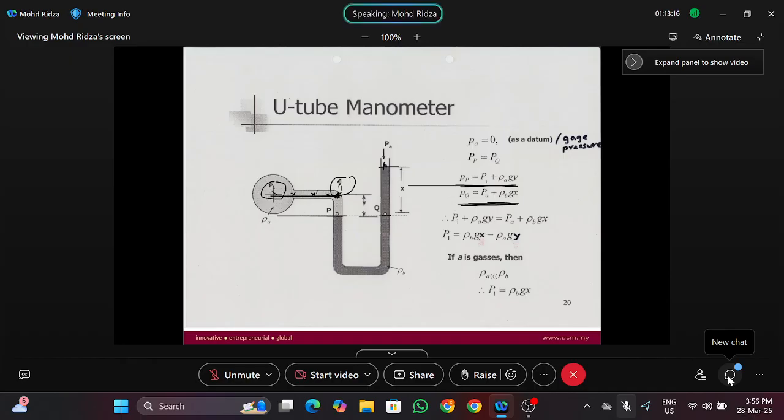Now we have pressure at Q, and we know that pressure at P must be the same as pressure at Q. So you can equate them: P1 plus rho A G Y is the same as PA plus rho B G X. In the end we want to get P1, so rearrange with P1 as the subject. You get rho B G X minus rho A G Y. PA is 0 because point A here is open to the atmosphere, so we can assume PA equals 0.